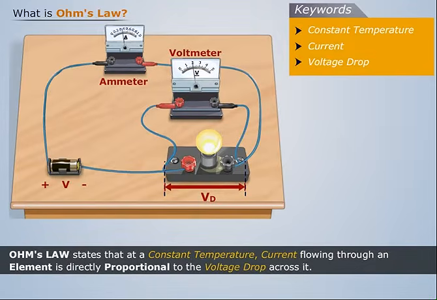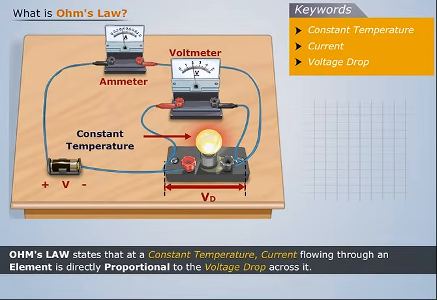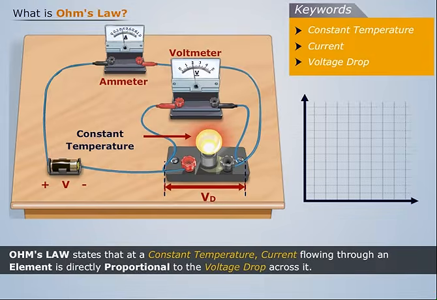For the bulb at constant temperature, let's plot a graph between the amount of current flowing through it and the voltage drop across it.